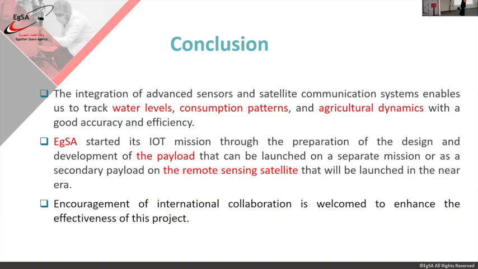Finally, EgSA, our agency, started its mission in IoT. It started the preparation and design of this payload to be installed on a satellite, in separate missions or in a remote sensing mission. What does this mean? I can provide this subsystem on CubeSats to reduce the cost, or if I prepare to launch a remote sensing satellite, I can put the IoT as a secondary payload on it. So with one satellite, you can get image information and also apply IoT technology.